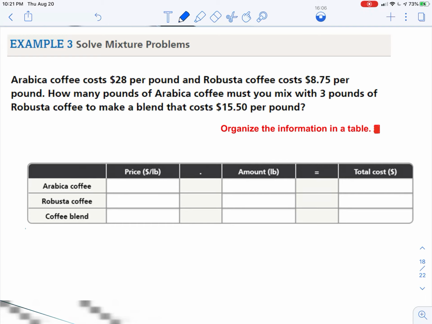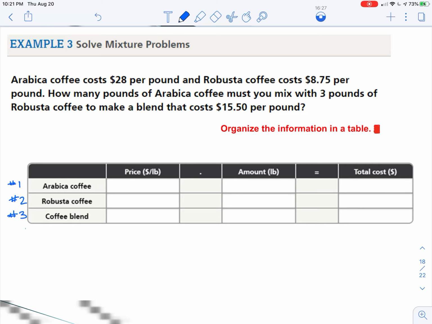So let's look at our columns. First of all, I have a column here for Arabica coffee. I'm going to say this is my number 1 coffee. The second coffee is my Robusta coffee. I'm going to make a mixture between those 2 coffees to make a third mixture of a coffee blend. That's what the problem calls it.